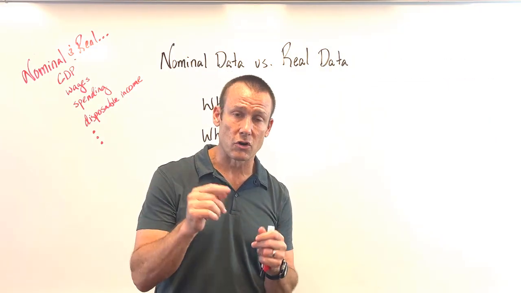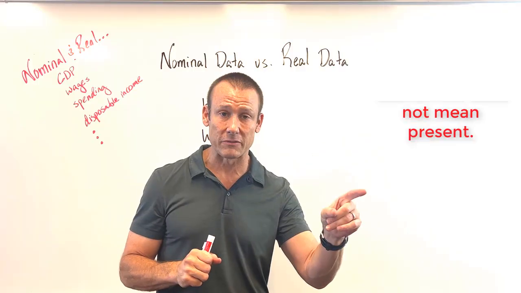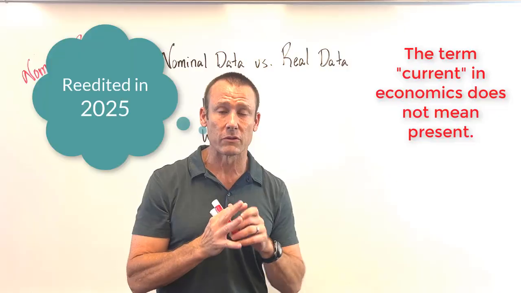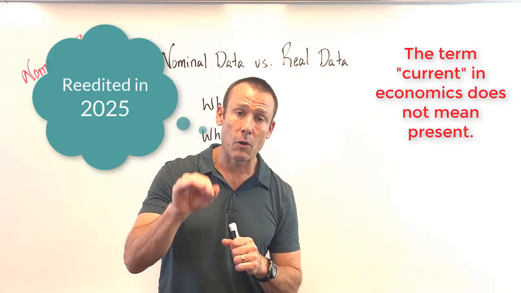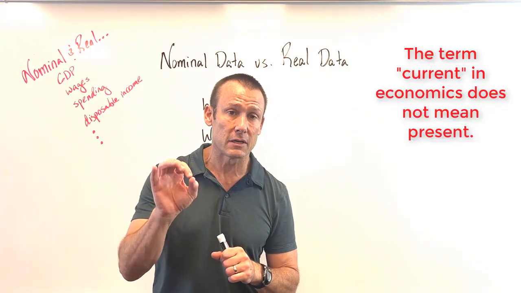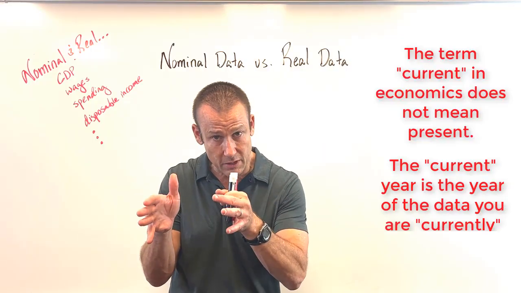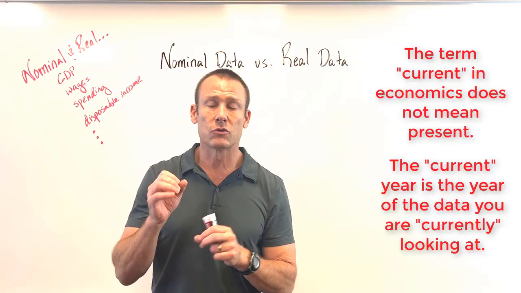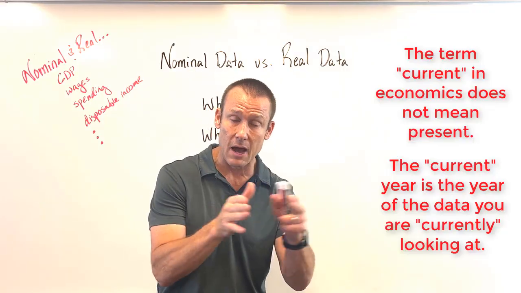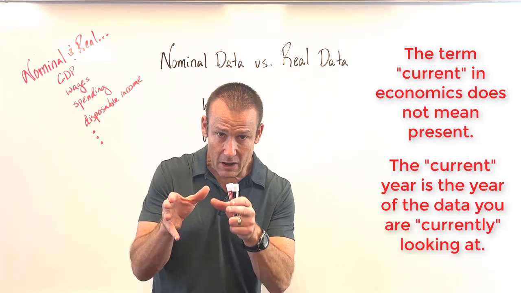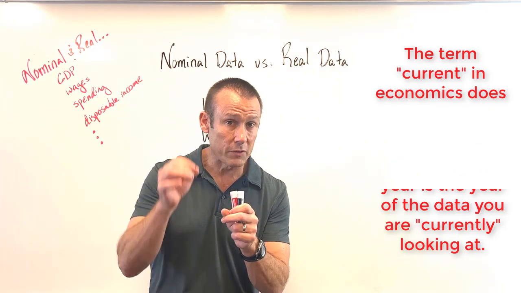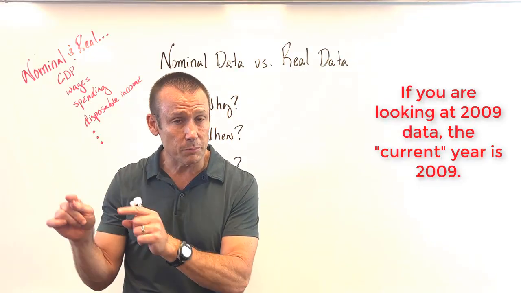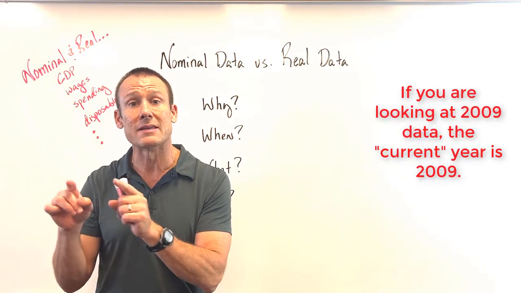Now, here's the deal. We need to define current because current is not present. That's right, current is not present. The present year that I'm shooting this video is 2023, but I could be looking at output in 2009, at GDP in 2009. If I'm looking at output in 2009, that is my current year. That is the current year I am looking at. So if I say I've got 2009 nominal GDP, then I'm looking at that output and I'm measuring that output with a dollar, for which that value of that dollar is based on current year prices, i.e. 2009 prices.